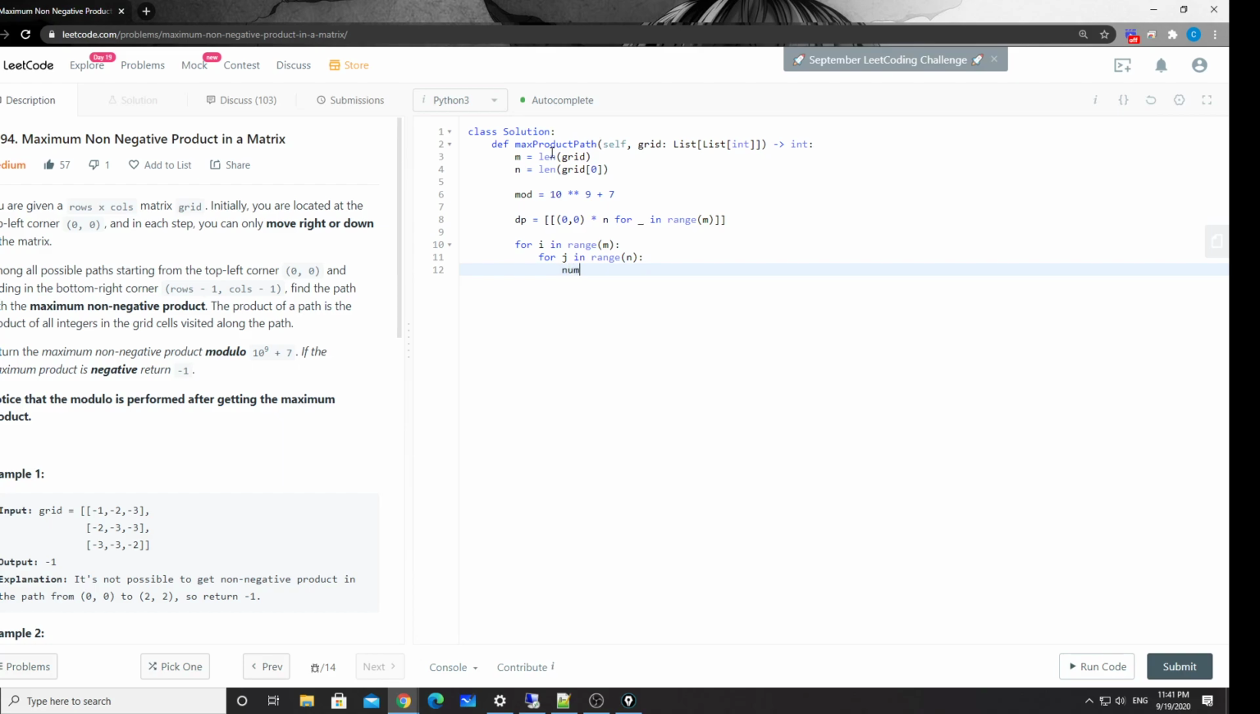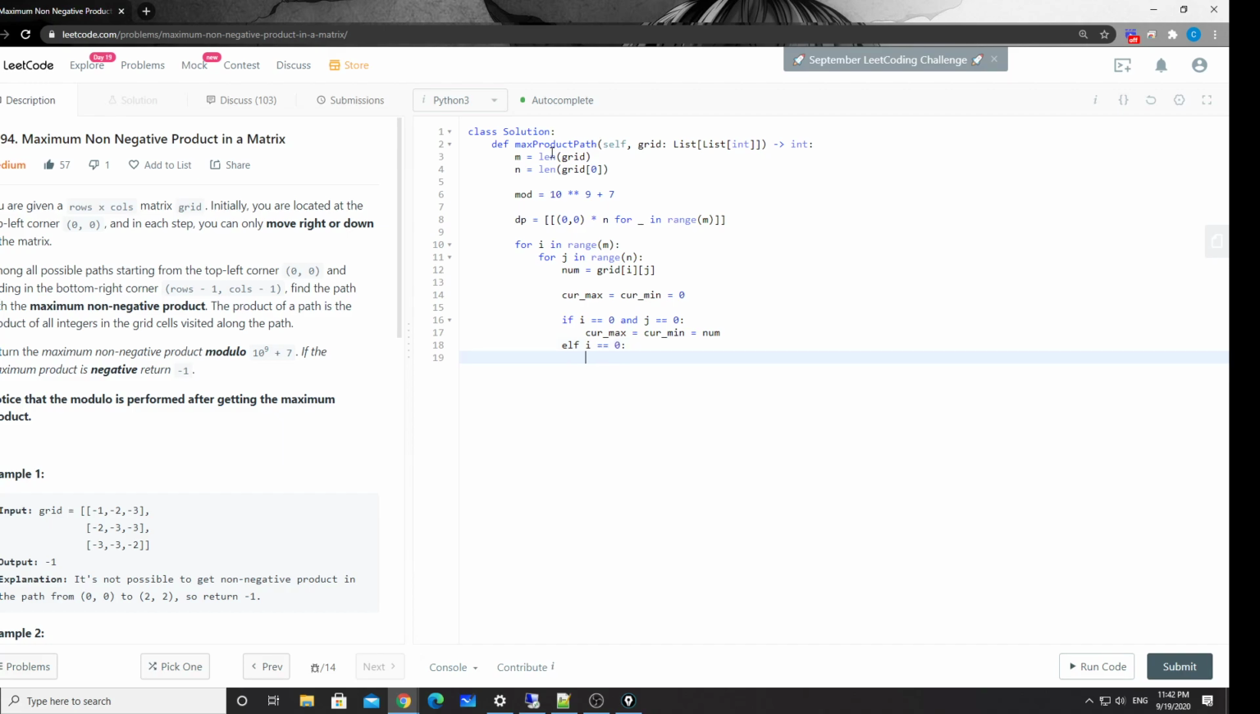The number is this, grid i and j. I'm going to define current max equals current minimum equals to 0. And basically if i is 0 and j is 0, so that's the first case. Basically the current max equals to current minimum equals to number. That's the first case.